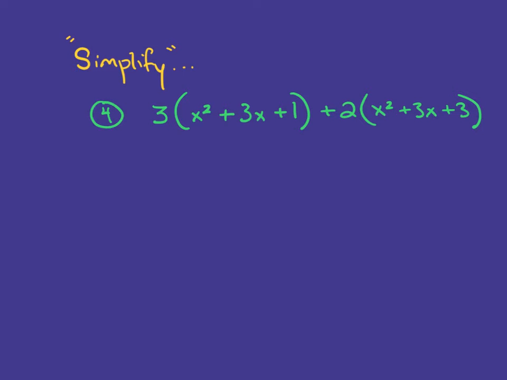So there's 3. We're going to multiply by every term on the inside. I'll go ahead and write multiplication up here. So that's going to be our first step. This is actually called distribution. We're going to distribute the 3 to the x squared, distribute the 3 to the 3x, distribute it to the 1, and the same with the 2 over here. Everything inside that parentheses, we're going to multiply.